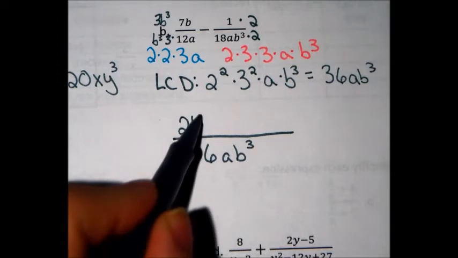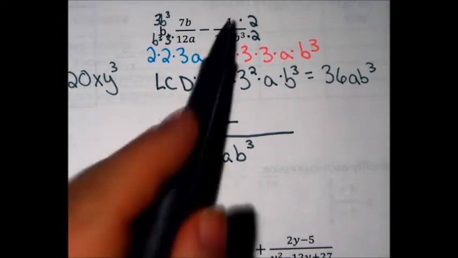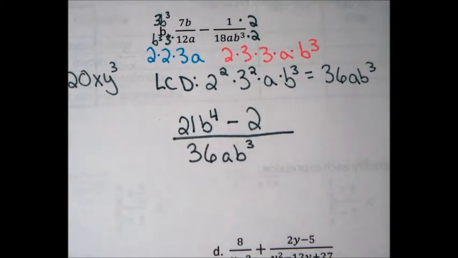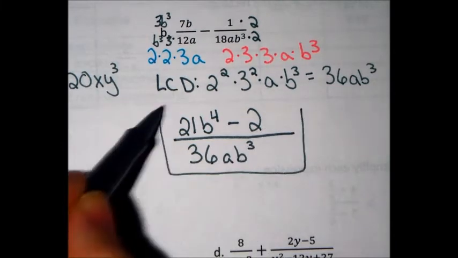So let's find the top. 21 B to the 4th minus 1 times 2 is 2. They're not two perfect squares with a minus in the middle, so I can't factor them any more than I already have.